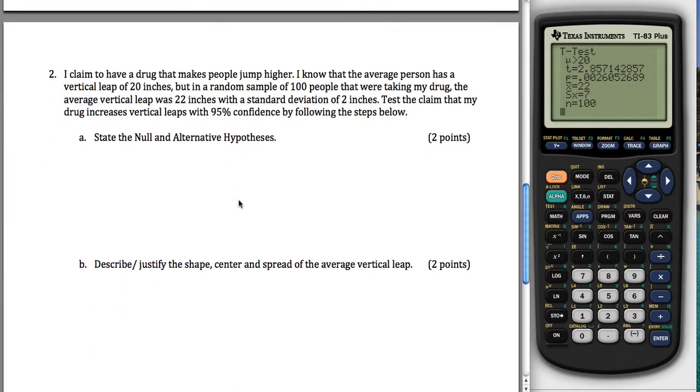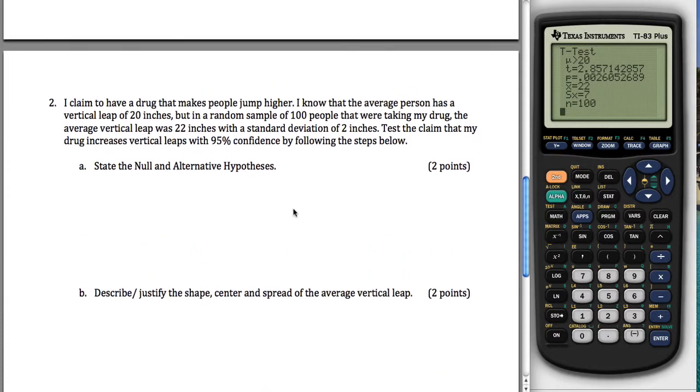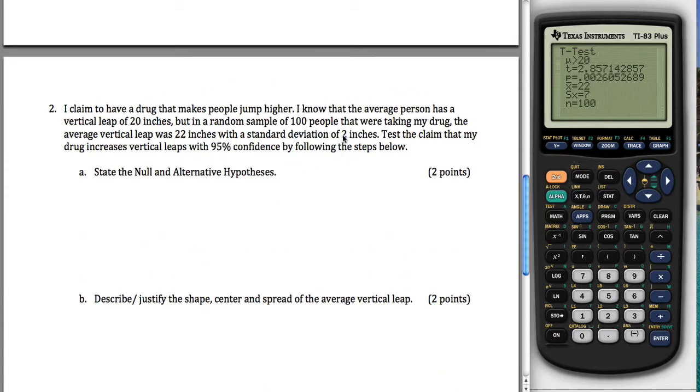Okay, question 2 on this quiz. This is our hypothesis testing question. One thing I want to change, I want to make this a 7. So on your test, this will say 7 here. If you go through and read it, I claim to have a drug that makes people jump higher. I know that the average person has a vertical leap of 20 inches. Sounds like a population average. You'd think mu, but it's not mu. It's actually mu naught. We want mu for something else.